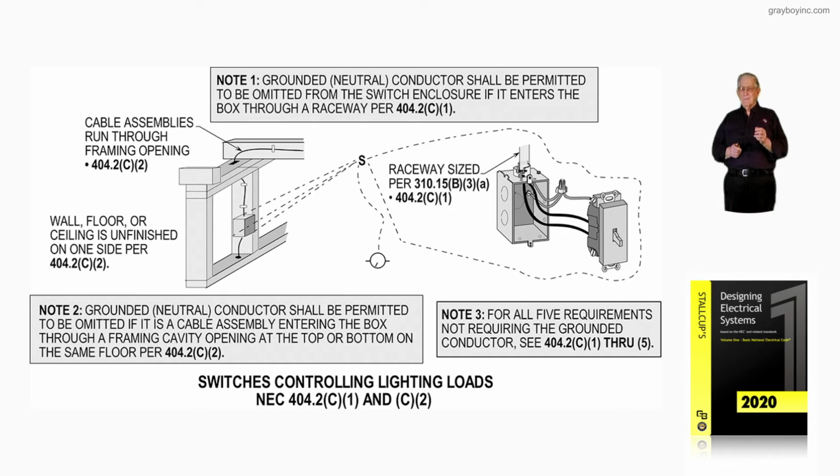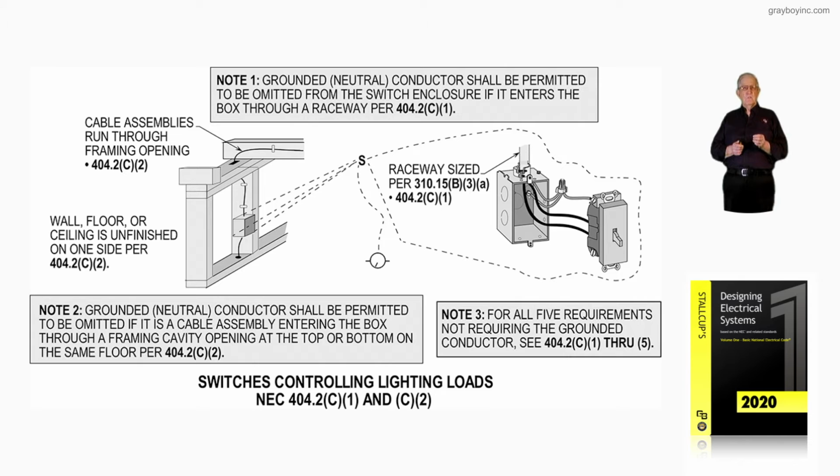Now note 1 at the top of the illustration talks about the grounded neutral conductor, and it shall be permitted to be omitted from the switch enclosure if it enters the box through a raceway in accordance with 404.2(C). So that means the raceway is large enough to pull the neutral in at a later date if need be.